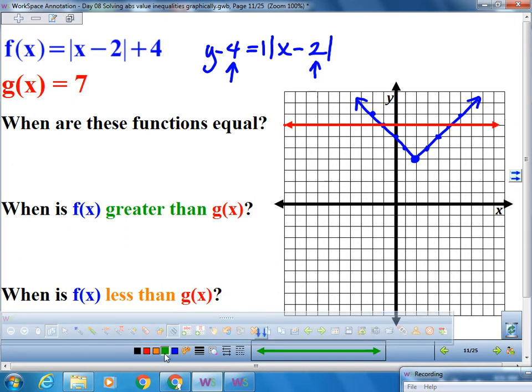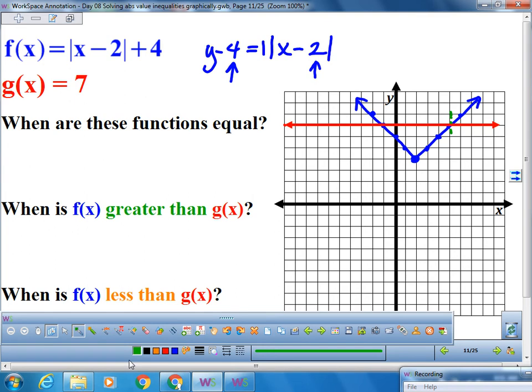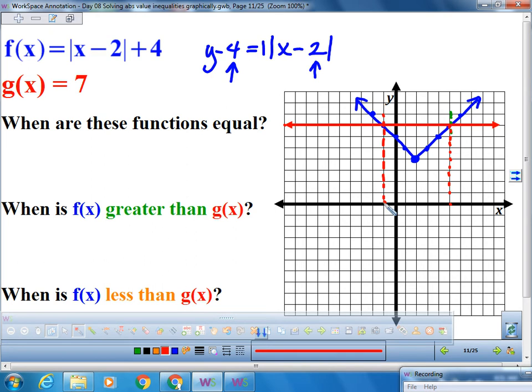Well, we've already been doing that, right? These functions are equal right here. We should probably use a different color. I'll use red. So they're equal when x equals, I'm going to use the bottom one, the one that's less, first. So x equals -1. And the other one is 1, 2, 3, 4, 5. x equals 5. That's when they're equal.